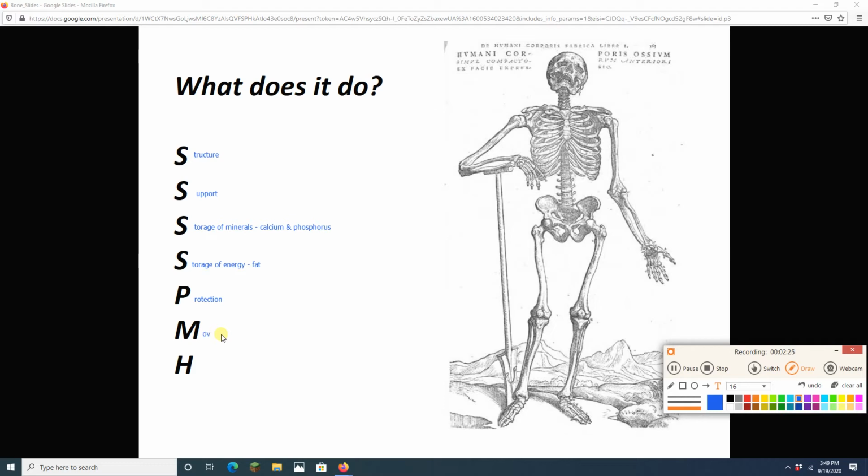Let's do our M. The M, of course, is movement. You may think of movement as belonging to the muscular system, but if muscles don't have something to pull on, they're not going to work very well. Bones are going to be the levers that muscles pull upon. So that's our M.